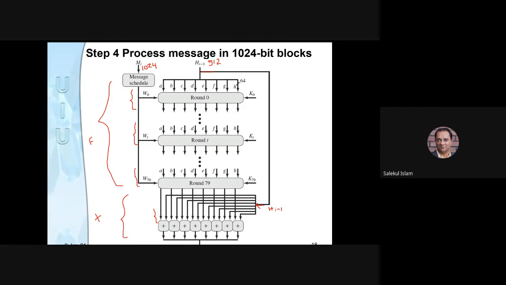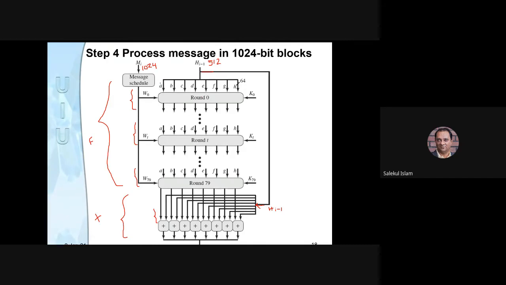And what do I do in a step? I do the same thing. In every step, I have round 0, then round t, then round 79. But inside each round, I actually do the same thing, but the inputs and the outputs will definitely change.